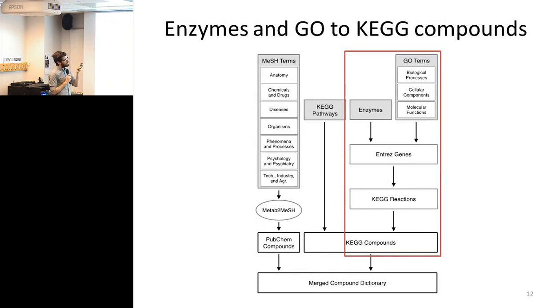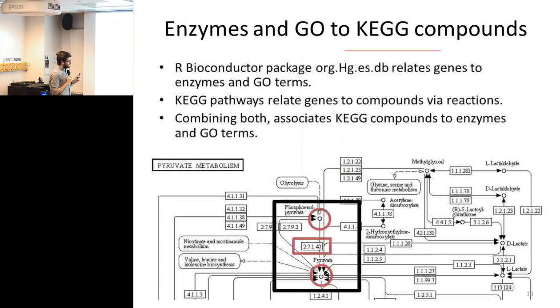The more difficult annotations to make are with enzymes and GO terms, and so what we end up doing is going through KEGG Pathways. I've highlighted in this KEGG pathway of pyruvate metabolism two compounds that are in circles, and then an enzyme which is actually linked to a gene in the rectangle. In the KEGG pathways, these two compounds are linked by a reaction which is catalyzed by this enzyme, which has a gene associated with it, right? So from this, we can pull out that there is a gene associated with these two compounds.